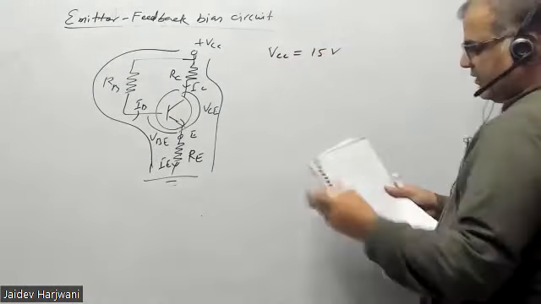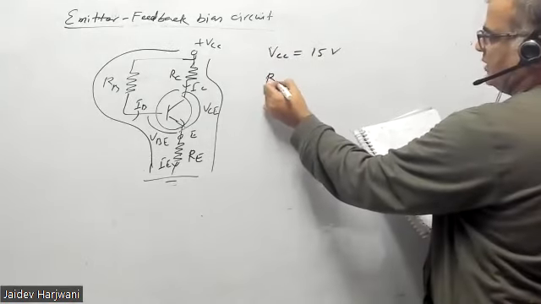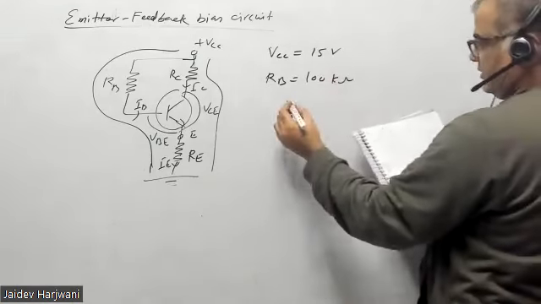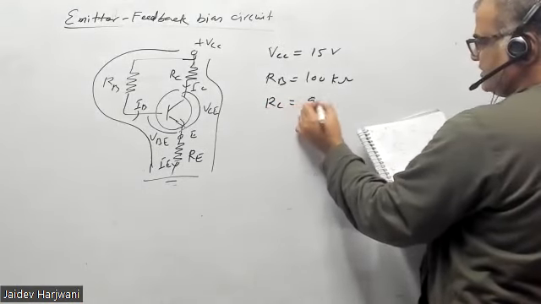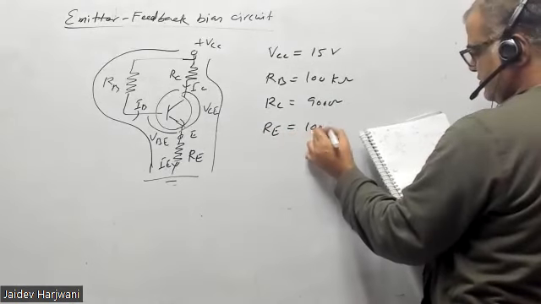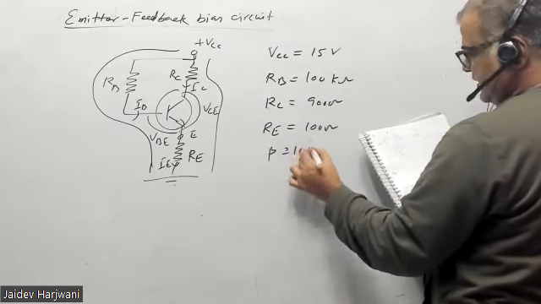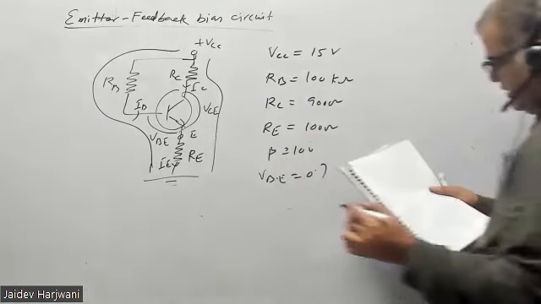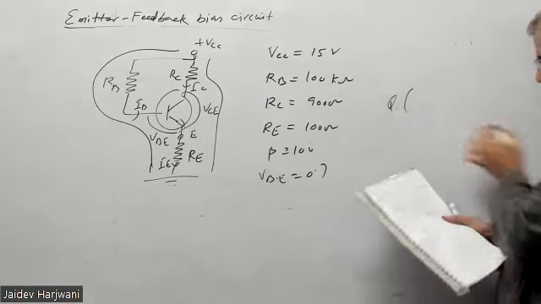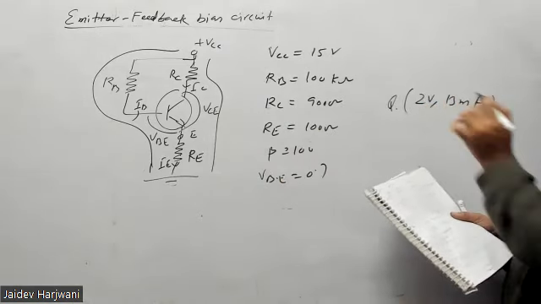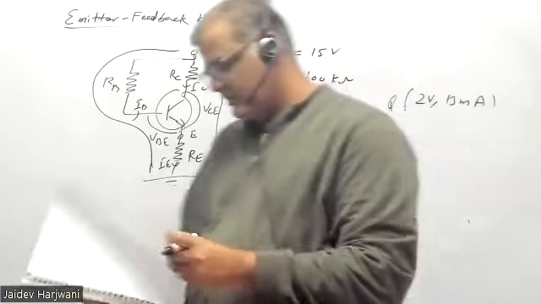If you don't solve the problem, then there is no meaning. After some time, whatever you learn, you will forget. RC is 900 ohm. RE is 100 ohm. Beta is 100. VBE is 0.7. And you have to find the Q point. I'm giving you the answer also. This is 2 V at 13 milliampere. You check and tell me as a homework.